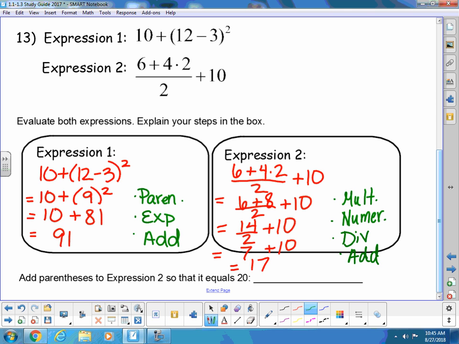Okay, again, just explaining your work step by step, what you did to get each of those lines. It doesn't have to be complete full sentences. You can even start out by saying you need to use order of operations when you simplify each of these.